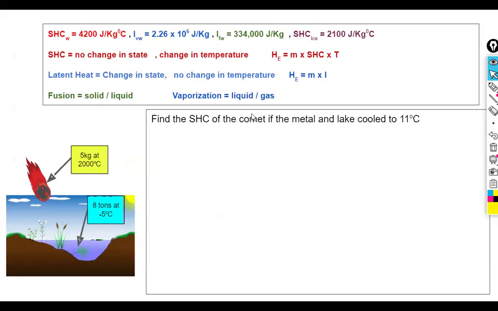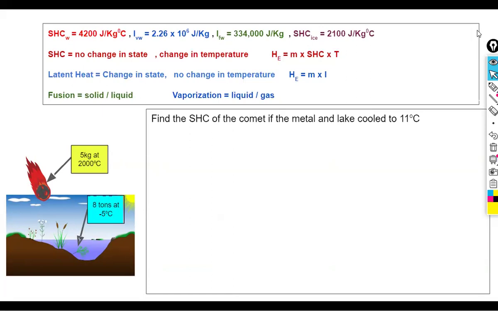All right, so here we have a strange question. I like this question. It's about a comet that's about to hit the Earth, right? So what's going to happen in this question here? The comet, it's not a large comet. It's only 5 kilograms, right? But it's really, really hot. It's 2000 degrees Celsius. And it crashes into a lake, an 8-ton lake at -5 degrees.